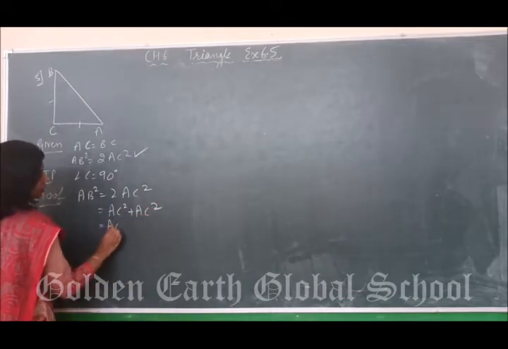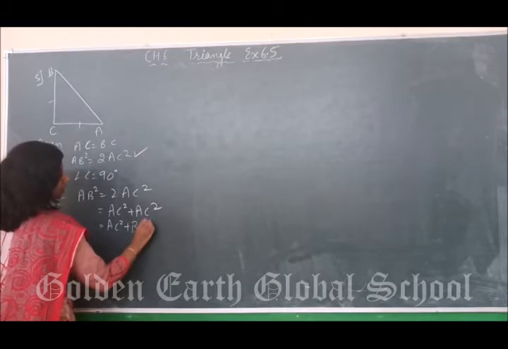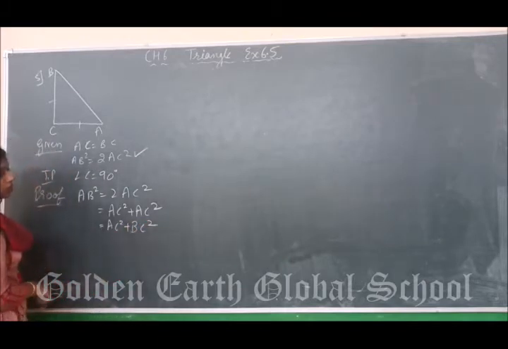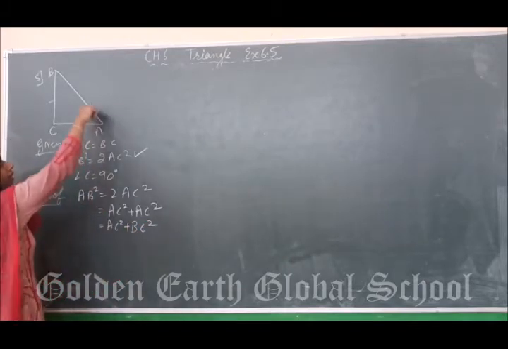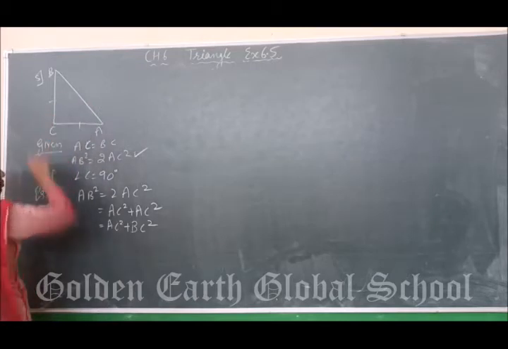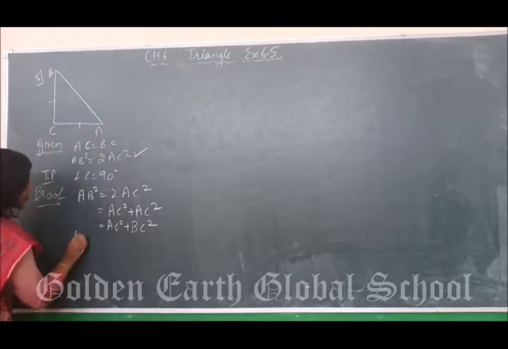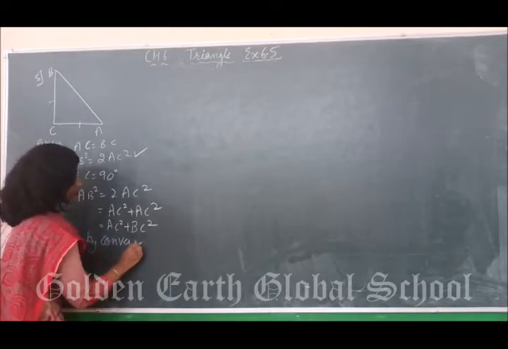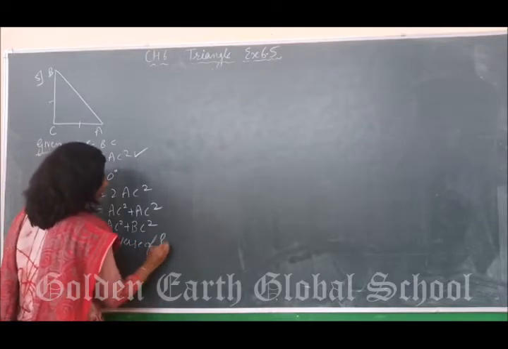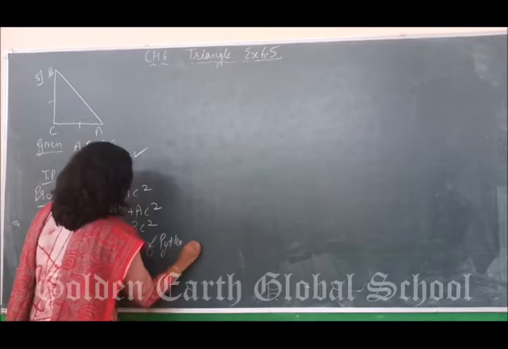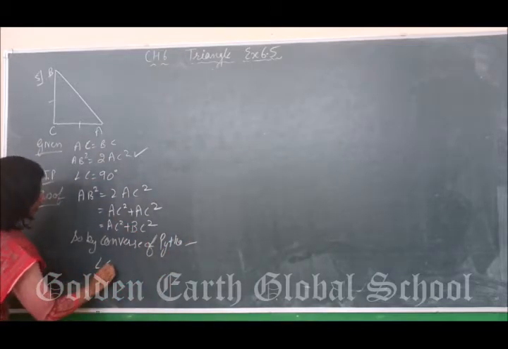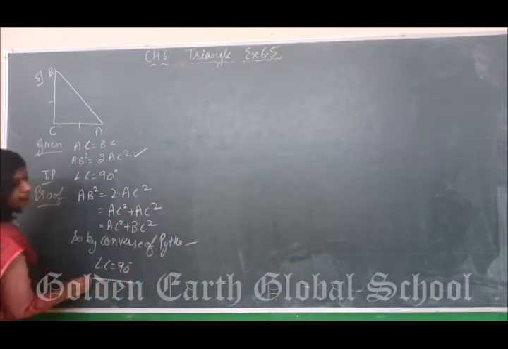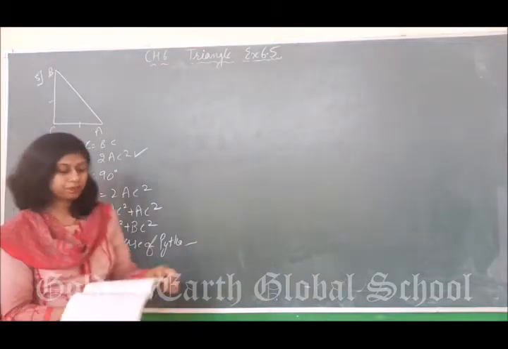Now AC square can be replaced with BC square. So this is the result: AB square is equal to AC square plus BC square. So by converse of Pythagoras theorem, angle C is 90. Clear?